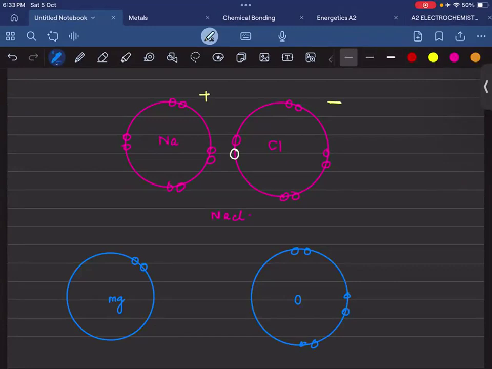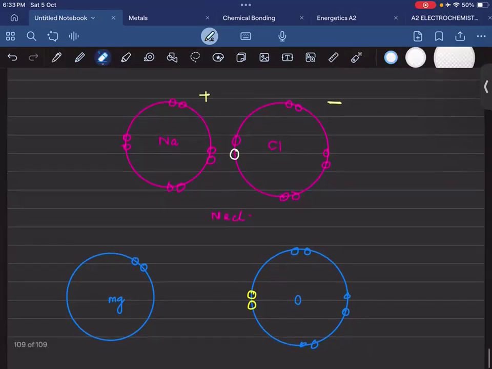Yes or no? Okay, so oxygen needs two electrons. So magnesium would be giving its two electrons to this oxygen. I'm changing the color of the electrons so that you can understand. So these are the two electrons that are from the magnesium.